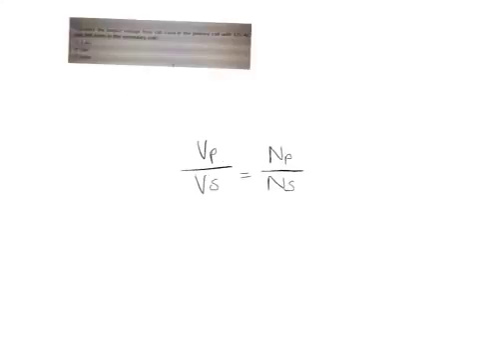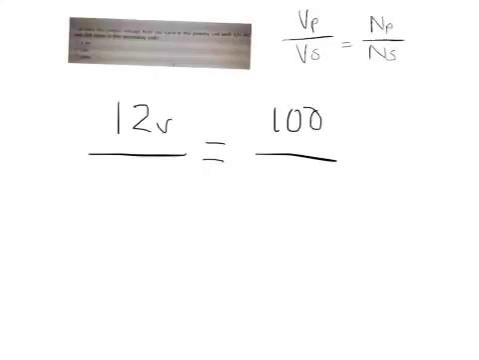Once we've got that, we can put the formula aside and use that as reference. So now we can substitute the numbers into that as well. Looking at the question again, the voltage in the primary coil, so this is our top figure, is 12 volts, and that is equal to the number of coils in the primary. In this case it's 100 turns in the primary coil divided by the 200 turns from the secondary coil.